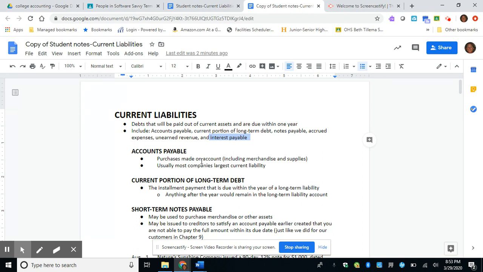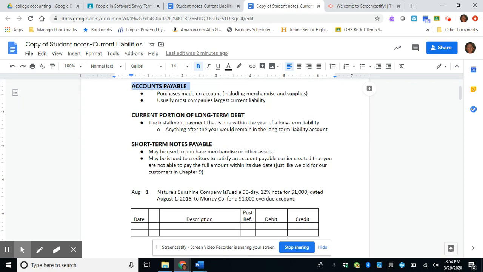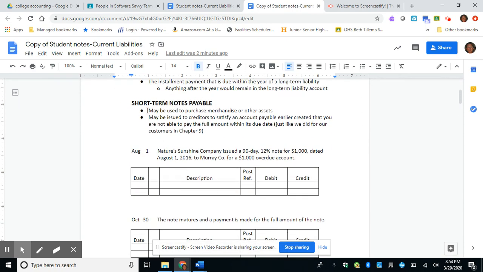Now, the biggest portion of a company's current liabilities is accounts payable. And you guys know what accounts payable is by now. So we owe somebody money for merchandise, supplies, something. So just like we learned about accounts receivable, if somebody doesn't have money to pay what they owe, that can be turned into a note. So we are going to take a look at turning an accounts payable into a notes payable.